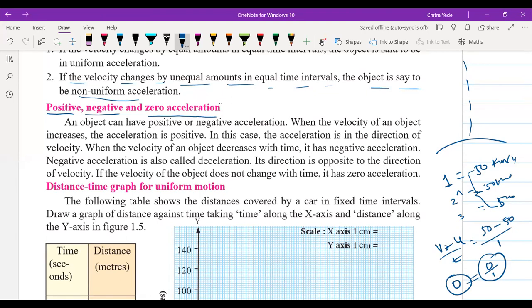But suppose the velocity in the first hour is 50, second hour 60, then 70, then 80. So it is increasing continuously. When we start a motorbike in a straight line path, we increase velocity slowly and continuously. So here velocity increases, that's why it is called positive acceleration. Understood? Sir, can you tell once again, I didn't understand?